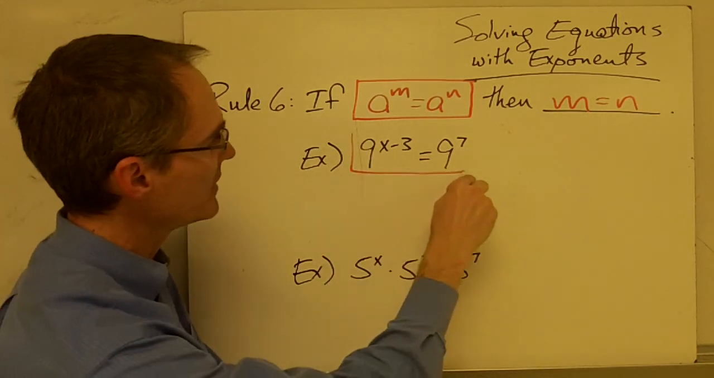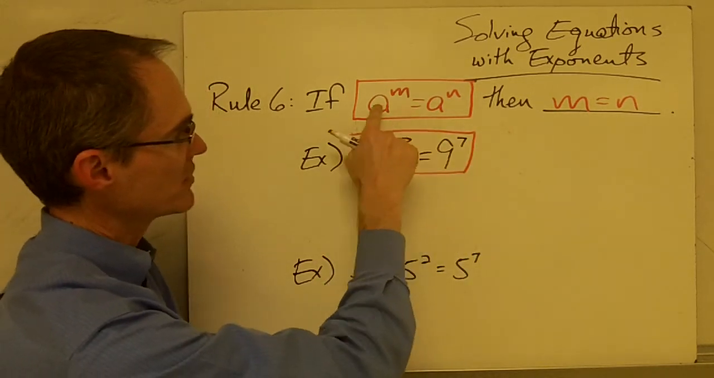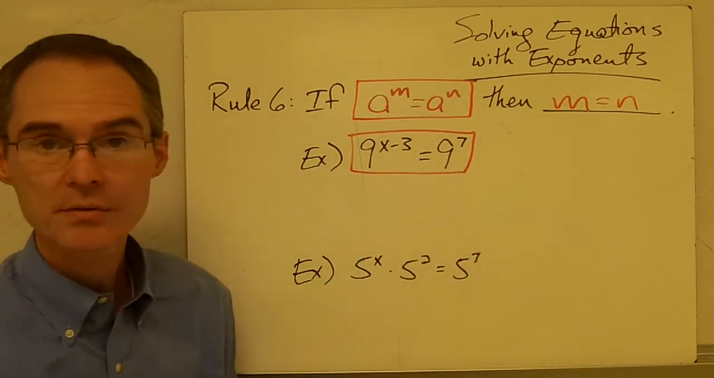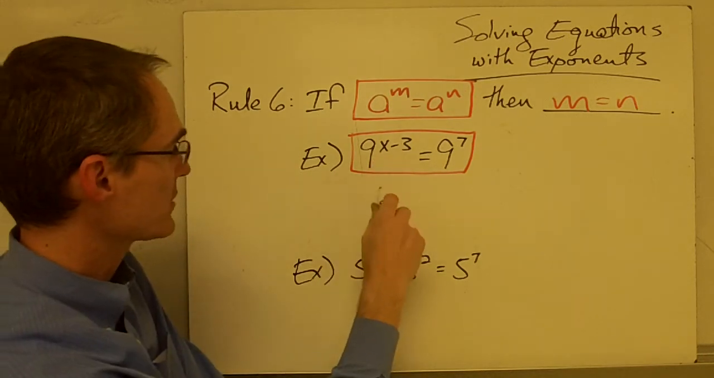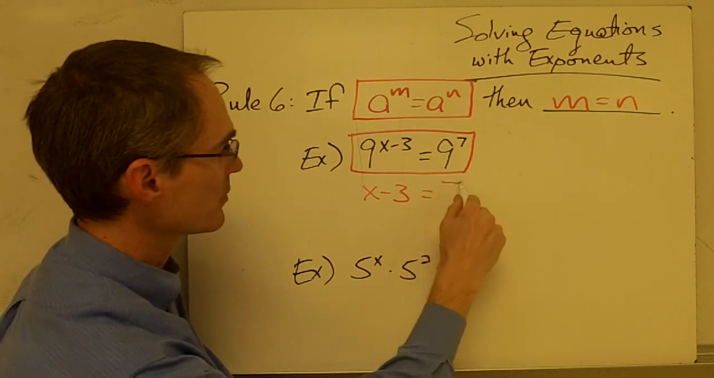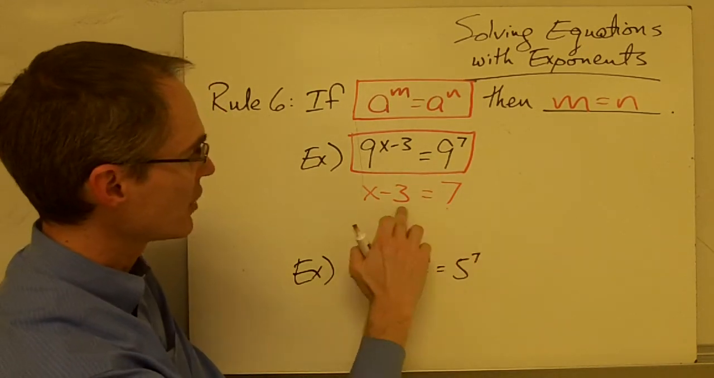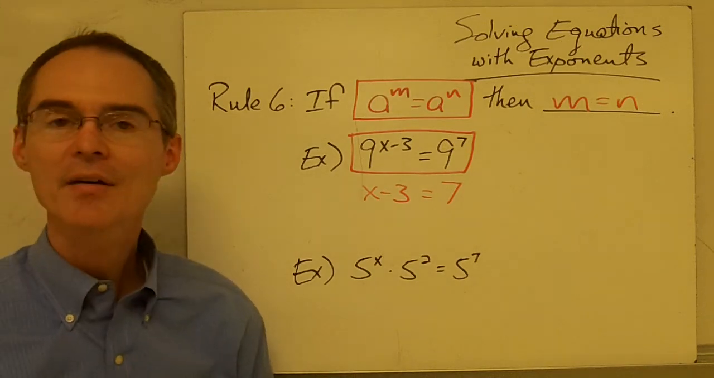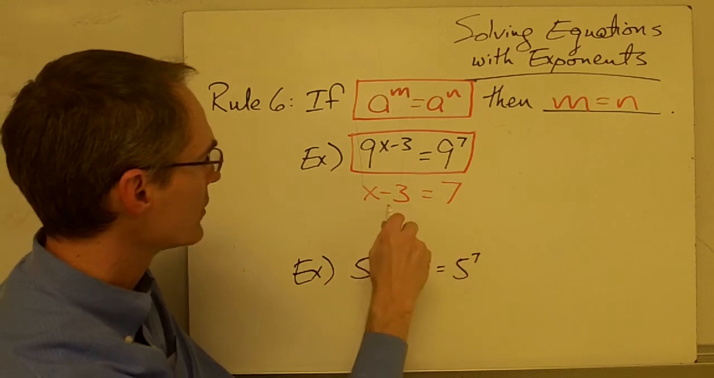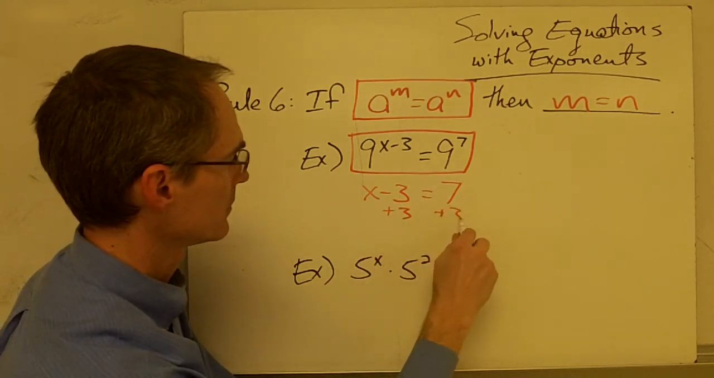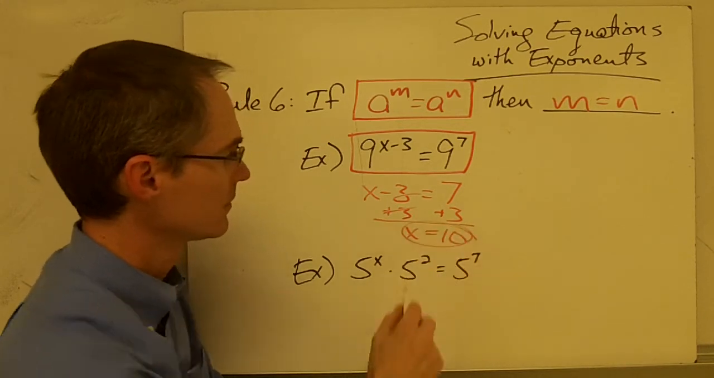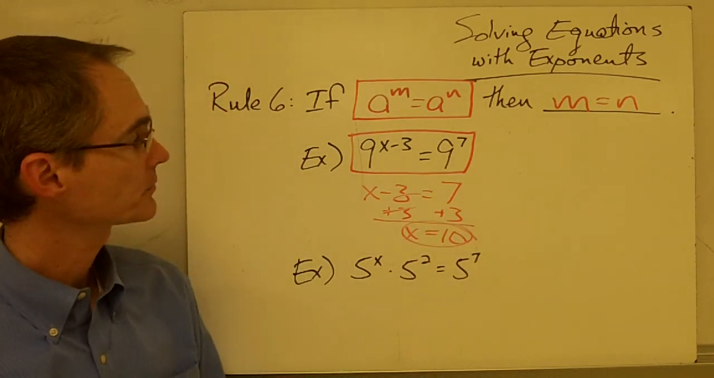Well, anytime I have this situation that matches this right here, then I can just set my exponents equal to each other. So x minus 3, that's the exponent on this side. 7, that's the exponent on this side. If I just set those two exponents equal to each other, now I've got a fairly simple algebraic equation to solve. I just add 3 to both sides, and that gives me x equals 10. And I've just solved this equation.